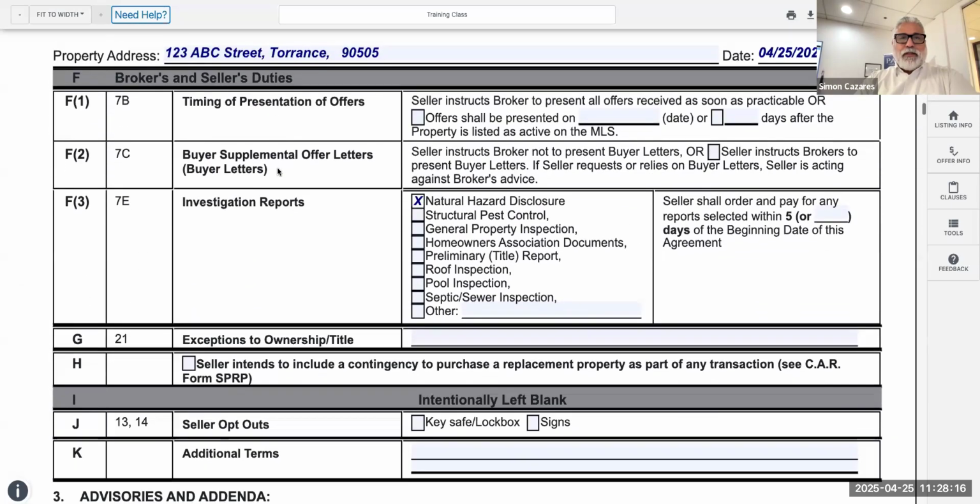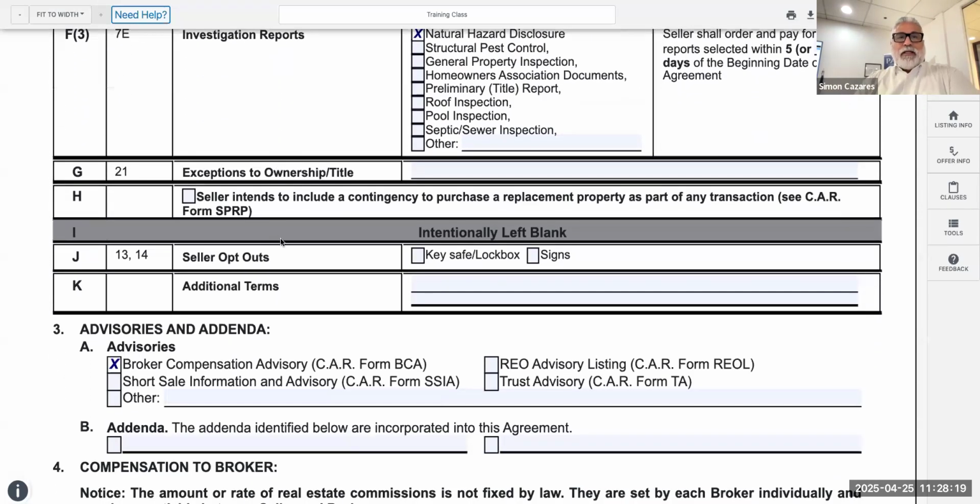Where are we at? Here we are. Seller intends to include a contingency to purchase a property. These are for sellers who want to kind of test the market, right? Look, I'll sell my property, but under the condition that if I can find and identify a property, then I'll go ahead and sell my property. This is what we call kind of a... what's the good word that I can use? If I cannot find a property, then I'm not going to sell my property. But if I find a property that I like, then I'll sell my property.